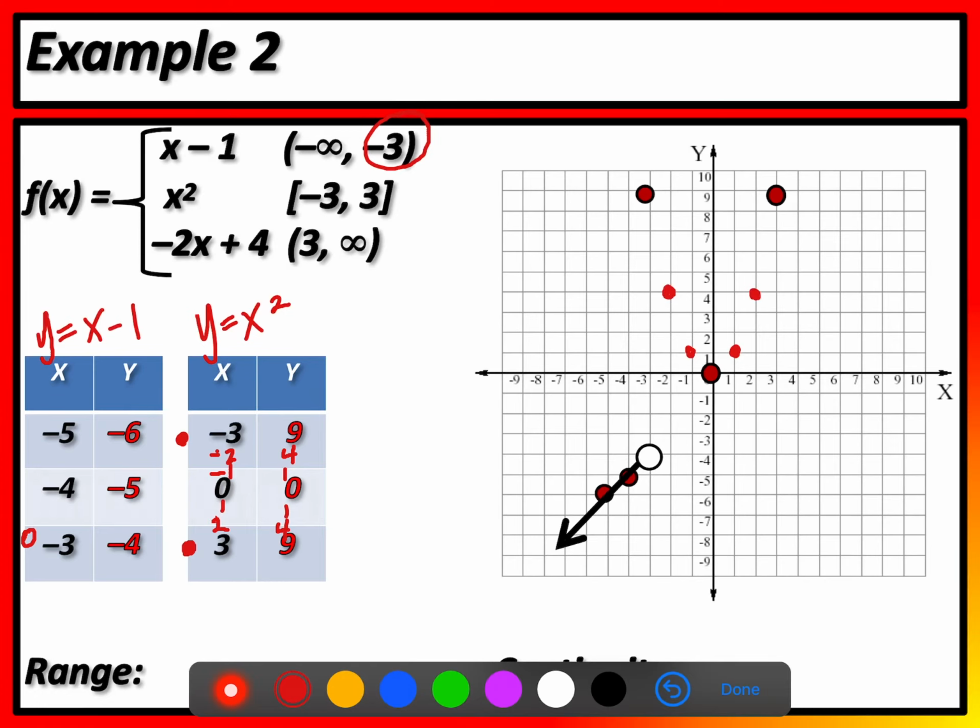Okay, this is just making it easier for me to see the shape of the graph that I'm supposed to have. Okay, because I know this is a parabola, it's a quadratic. I want to make sure that I get the correct shape.